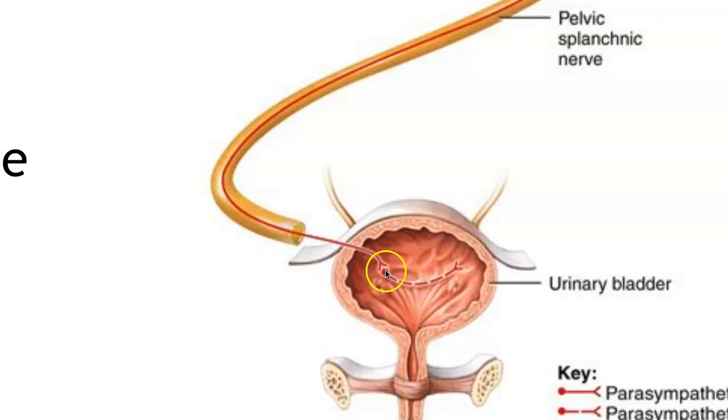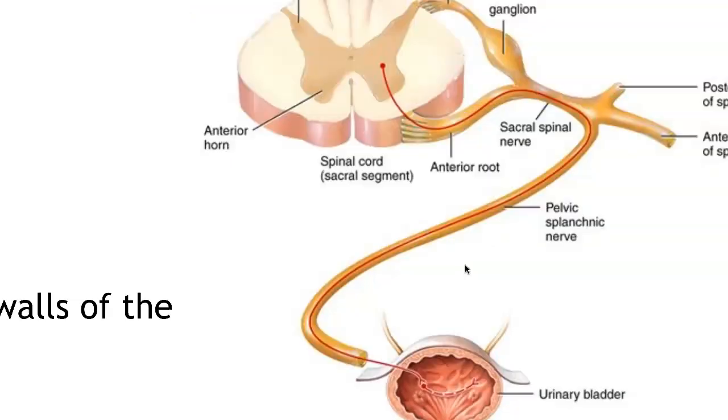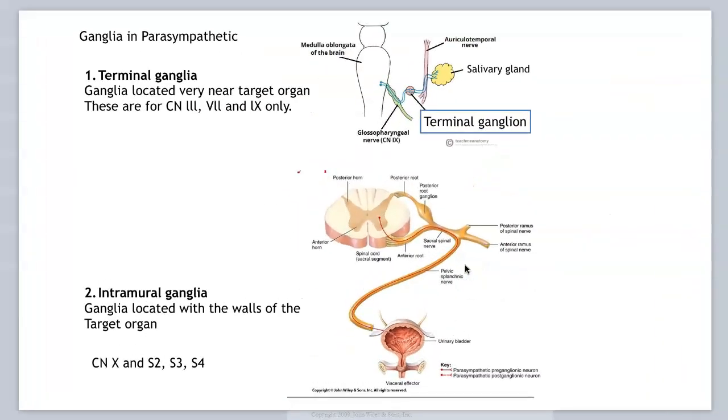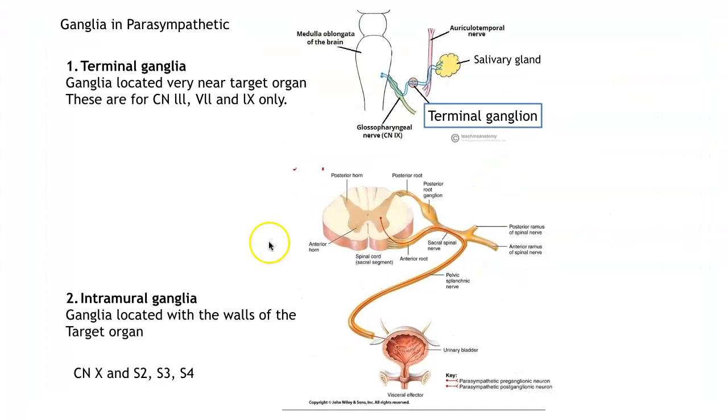It's going to synapse within the wall of that target organ. So it's within the wall of the bladder, and it's going to synapse. This is an intramural ganglion within the wall of the target organ. And this is the postganglionic axon, and it's going to release its neurotransmitter, which is acetylcholine. So hopefully you have a pretty good idea of terminal versus intramural ganglia.